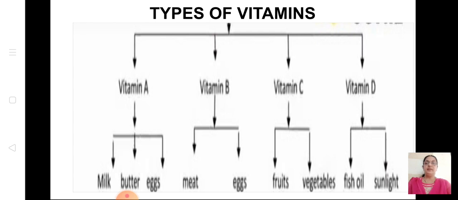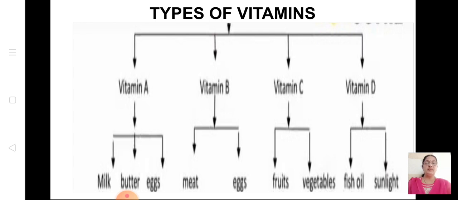From where do we get vitamin A? From milk, butter, eggs. So you have to make 3 arrows. You can see how I have done. Milk, butter and eggs are rich in vitamin A. From where do we get vitamin B? Again you have to read the passage to find out. Meat and eggs. Then vitamin C, from where will you get it? From fruits and vegetables. Vitamin D you'll get from fish oil and sunlight.